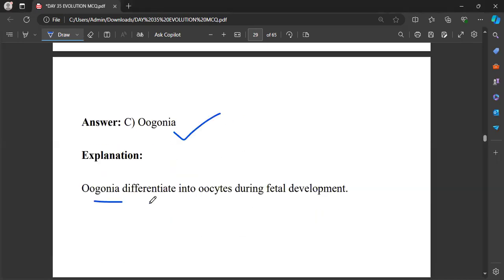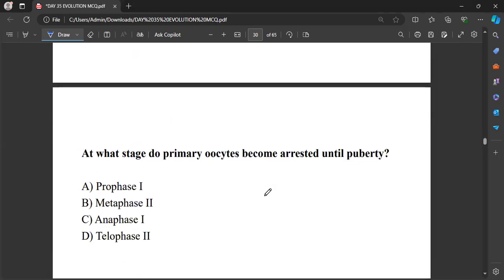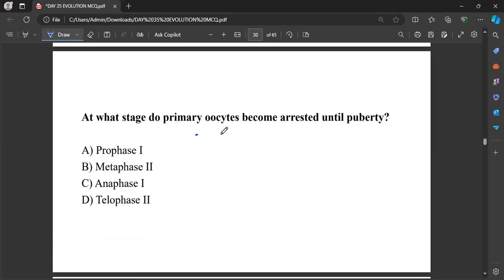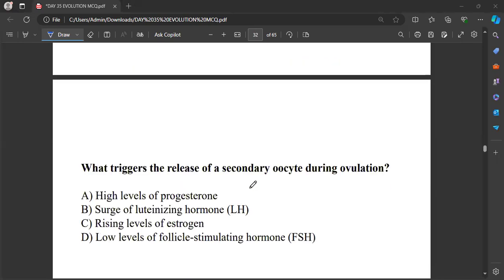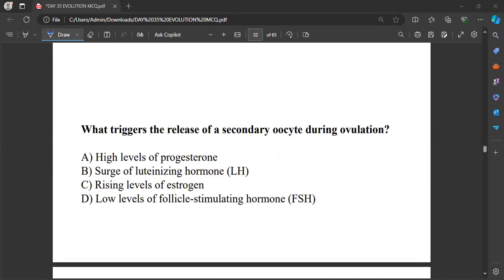That will be oogonium. Oogonium is the one that differentiates into oocytes during fetal development. At what stage are primary oocytes arrested until puberty? That will be prophase 1. Okay. Now, what triggers the release of the secondary oocyte during ovulation?